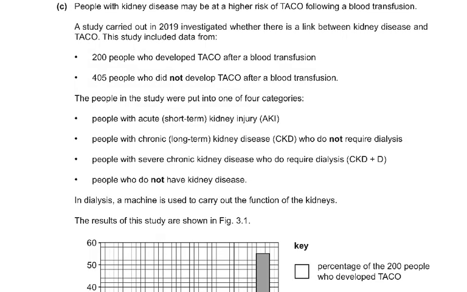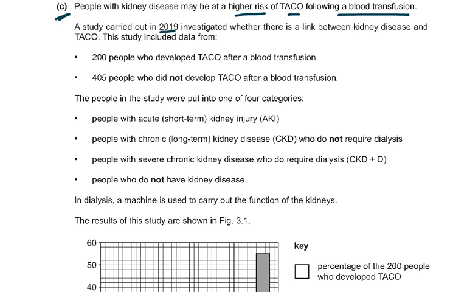Now let's look at the C part of the question. And when you look at such a lot of stuff written, I'm sure you get a little unnerved. I get very unnerved, and I have to read it quite a few times to really comprehend it very properly. People with kidney disease may be at a higher risk of TACO following a blood transfusion.